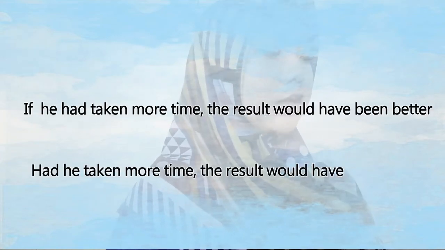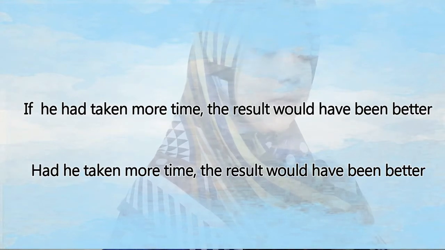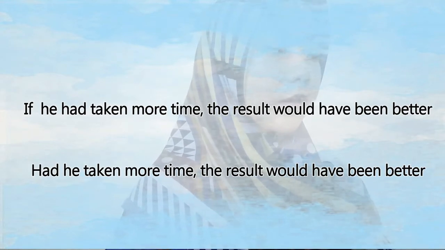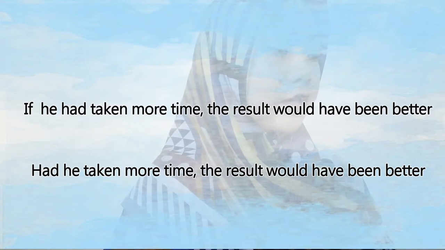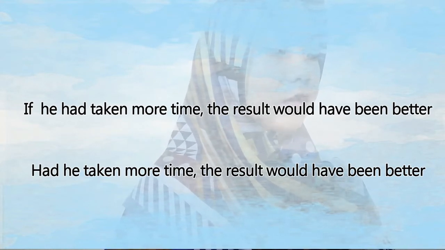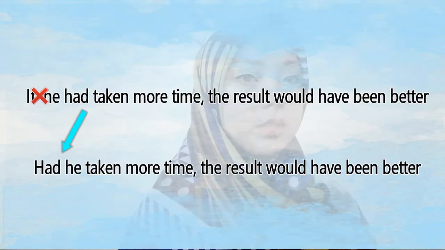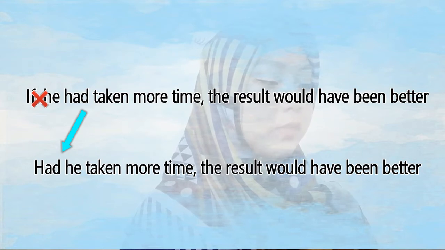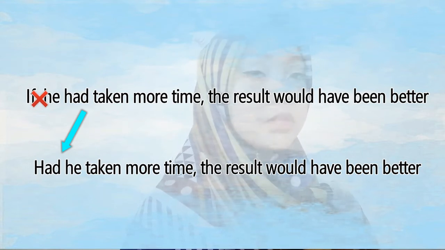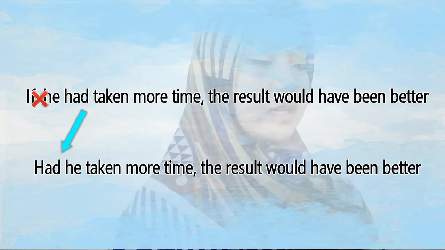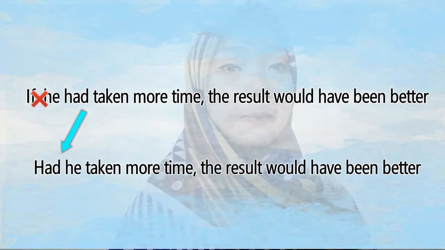I will give you some examples. If he had taken more time, the result would have been better. It can be changed to: had he taken more time, the result would have been better. So we remove if in this sentence and the subject moves back. Had moves to the front.